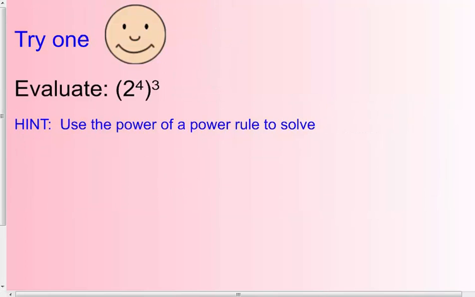And now let's copy this example and do this one together. So 2 to the 4th raised to the 3rd. That's how you would read that. 2 to the 4th raised to the 3rd power. So my base would be 2, keep the base, and multiply my exponents using the power of a power rule. Keep the base of 2, multiply the exponents. 4 times 3 would be 12. So that would be 2 to the 12th.